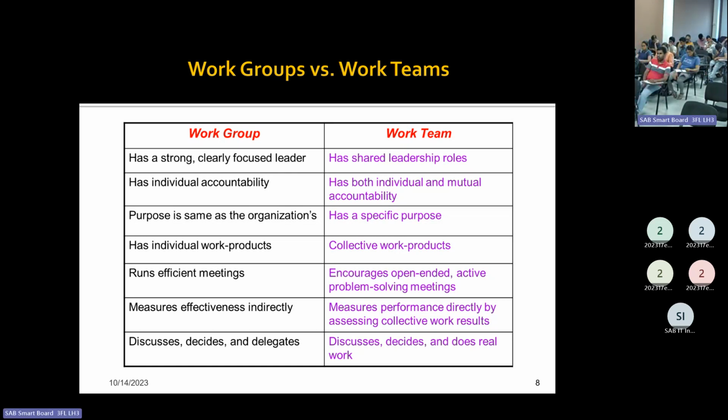Right. Third one, nature of the task, or nature of the purpose. Members in a work group do the same purpose, no? Same purpose given to them by the organization through the hierarchy. Nothing different. They are supposed to do the same thing assigned by the hierarchy.